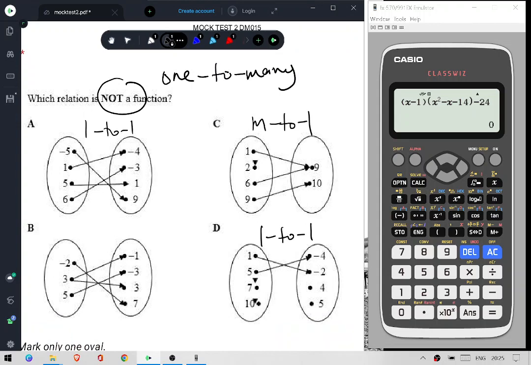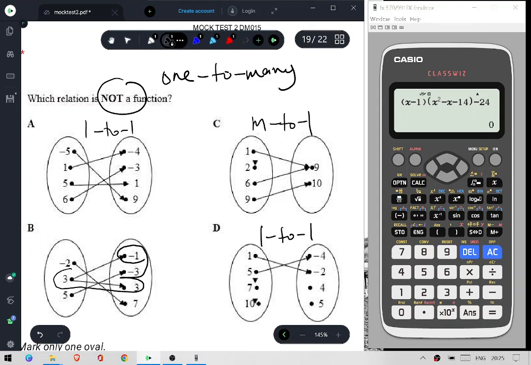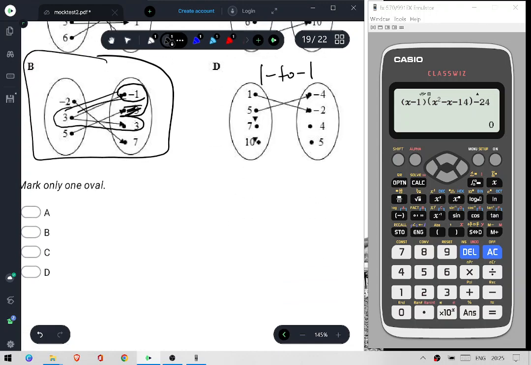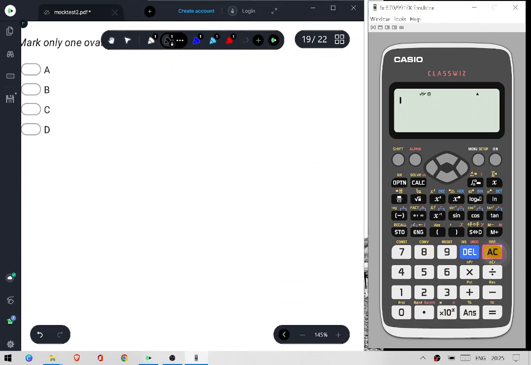But B, we have one to many. For example, 3 over here has 3 and minus 1 as the image. So this one is not a function. So the answer is B.